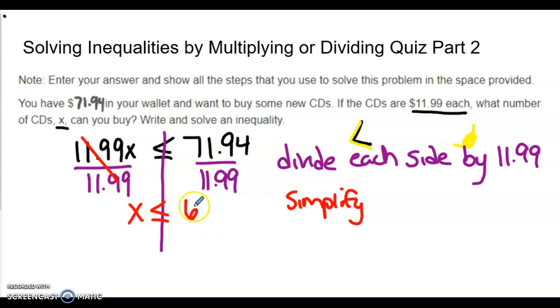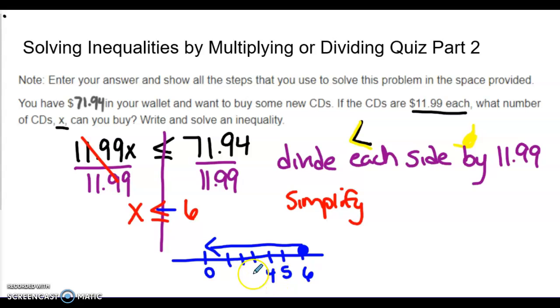If you have a hard time understanding what this means, remember you can always put it on a number line. We have 0, 1, 2, 3, 4, 5, 6. This has a closed circle on 6, and if we use our arrow shortcut, then we can see that it goes this way. So you could buy 6 CDs or 5 CDs or 4 or 3 or 2 or 1 or 0. All of those are options. So that is how we write the equation and solve it. X has to be less than or equal to 6. Hope this helps.